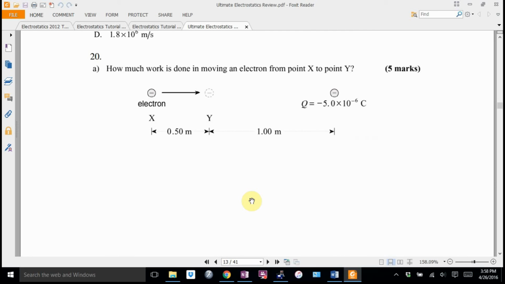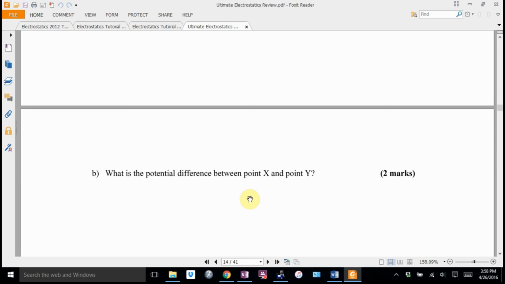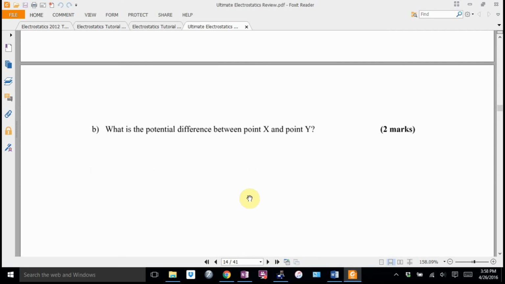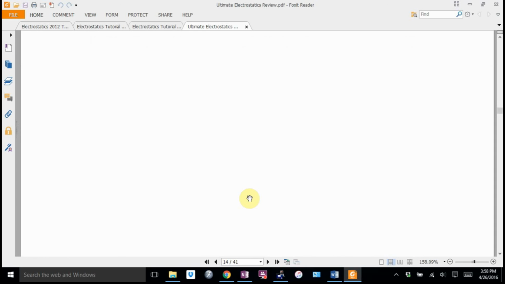I like number 20. How much work? So we did one where I found a speed between point charges. Here's how much work. And then part B says find the potential difference, the voltage. Yeah, sure, that works too.